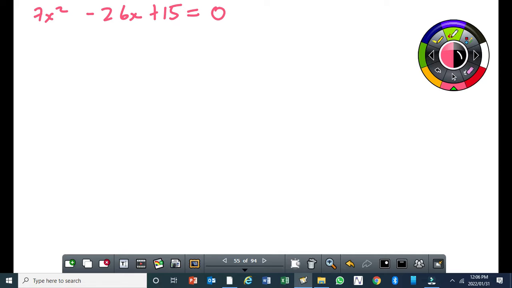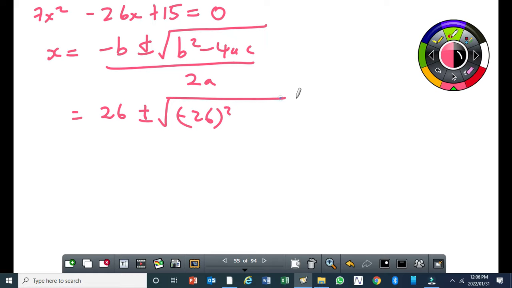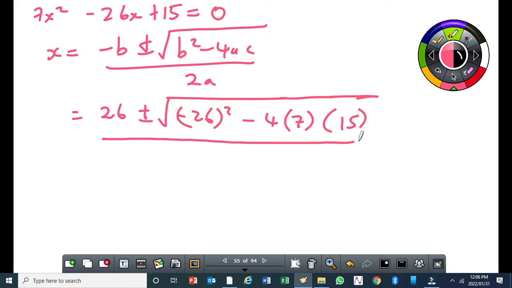Now, to factorize this, it can be a problem. The best way is to use the quadratic formula quickly. So x is equal to minus b plus or minus the square root of b squared minus 4ac all over 2a. Our b is negative 26, so you get 26 plus or minus the square root of minus 26 squared minus 4 times 7 times 15. This is all over 2 times 14. So 2 times 7 rather.